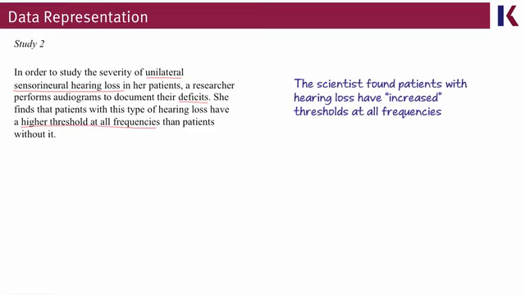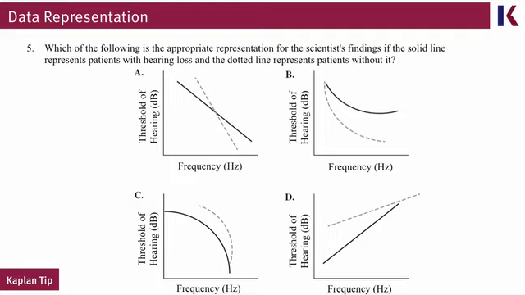Let's take a look at how this could be represented visually. So in this question stem, we're being asked to find the appropriate representation of that data, and we're given 4 graphs that demonstrate these relationships. There are 2 parts to this question. The first, which may seem very straightforward but is an important first step, is to determine which line is which. In this case, the solid line, as we're told, represents patients with hearing loss, and the dotted line represents patients without this hearing loss. So what would we expect in terms of the relationship between these 2 lines?